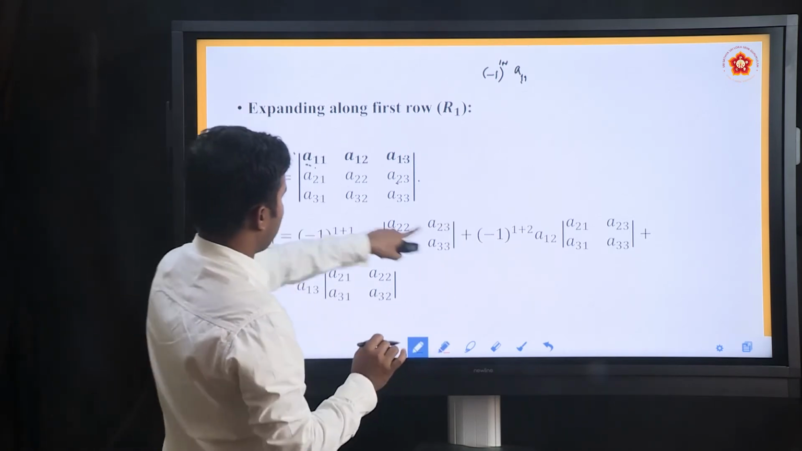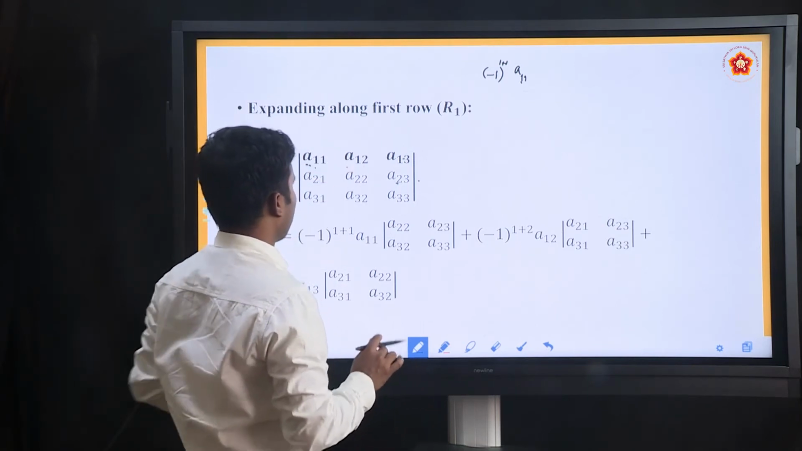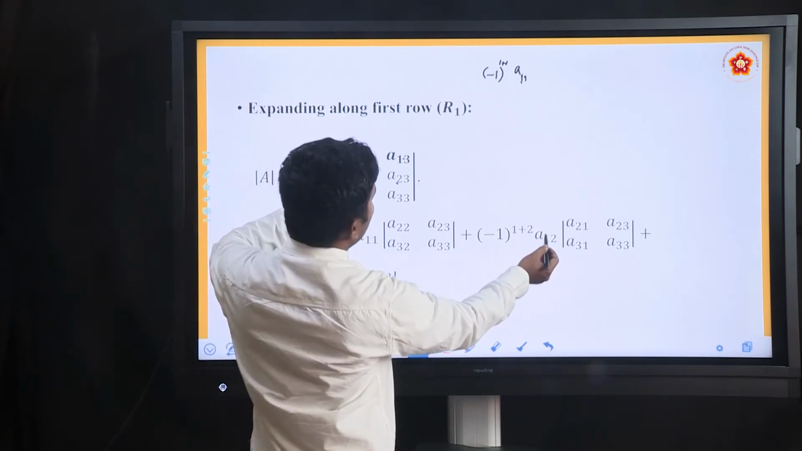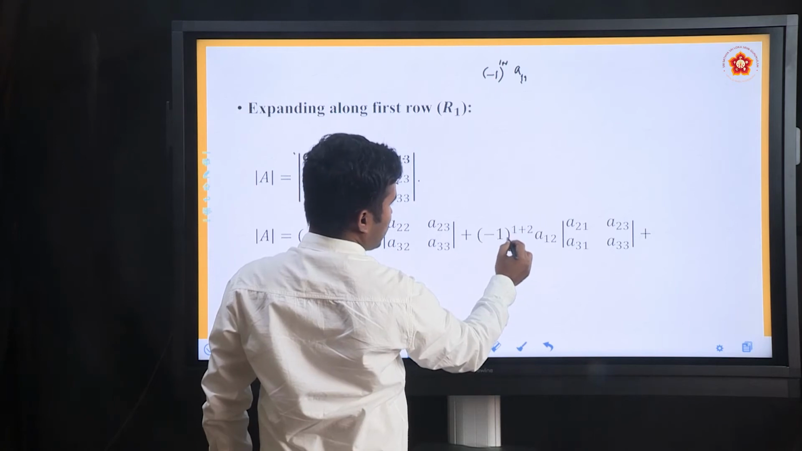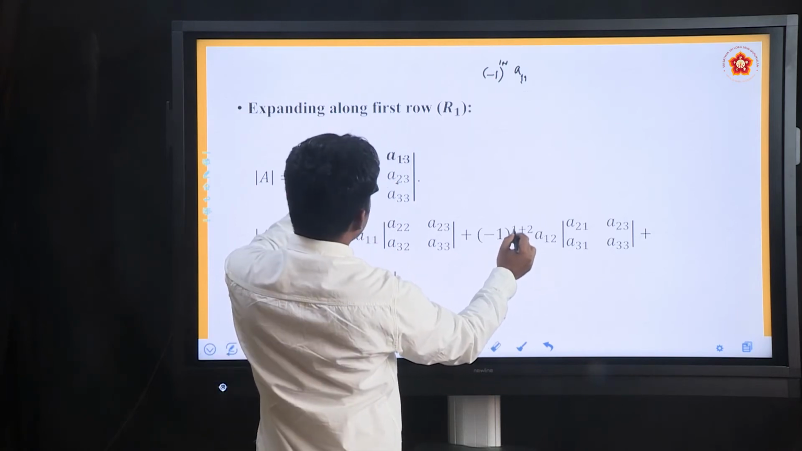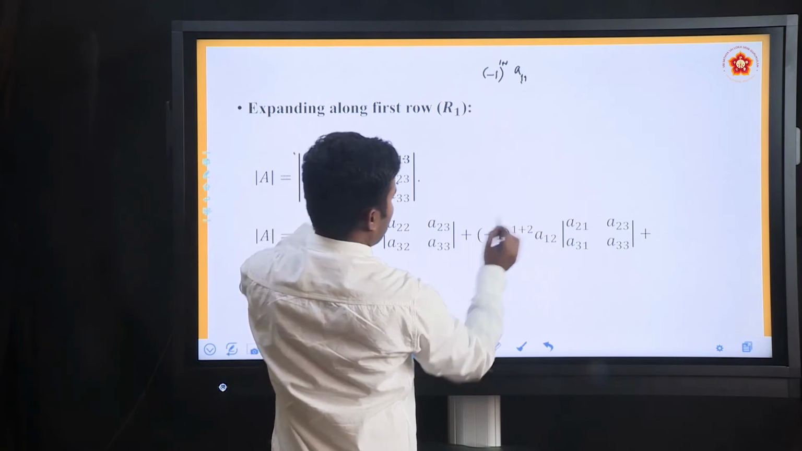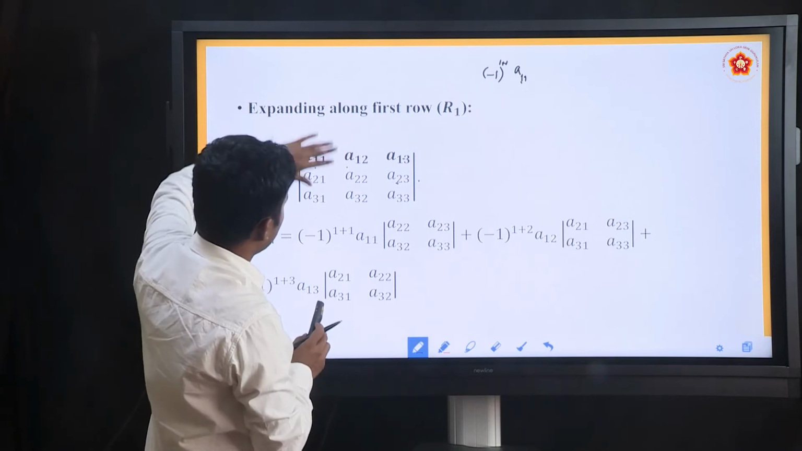Then again we have plus. Then again we have another element which is A12, that is first row second column. Similarly you can multiply that with minus 1 to the power the sum of the suffixes of this entry. What is the suffix here? A12, 1 plus 2.